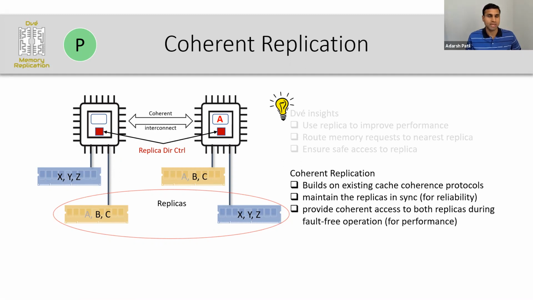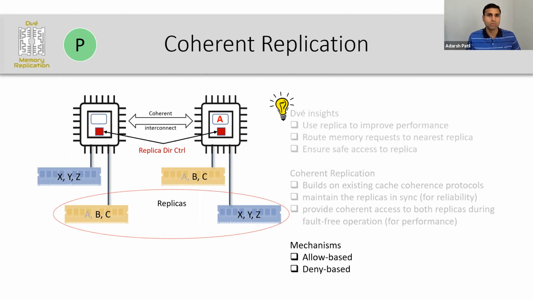DWE introduces this technique that we call coherent replication. It builds hierarchically on top of any existing cache coherence protocols. It maintains the replicas in sync as required for reliability and also provides coherent access to both of the replicas during the common case fault-free operation, and thereby improves performance.